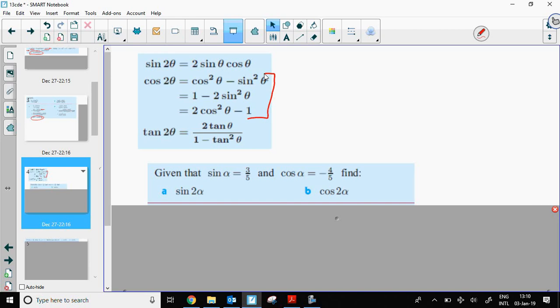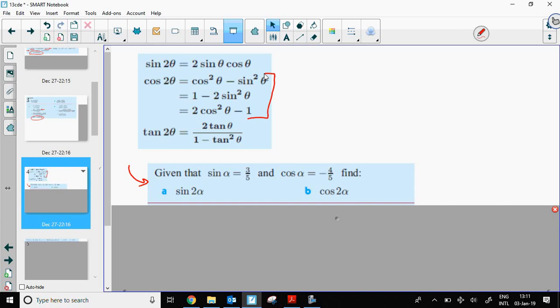Okay, so let's jump into some easy stuff down here. So here we know what sine of alpha is, and we know what cosine of alpha is. I want to take a moment to point out that we are definitely in the second quadrant here if sine is positive and cosine is negative. That may or may not be relevant. I don't know. Let's figure out what sine of 2 alpha is then.